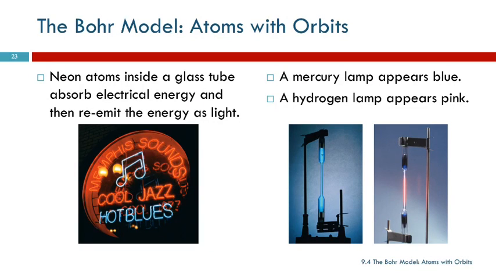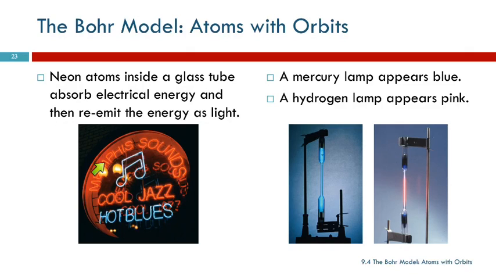Okay, Bohr model. So here we have a picture of a neon sign. This orange light that's produced here is actually from the element neon. It's a gas at room temperature. They put it in these glass tubes and they zap it with electrical energy, and it gives off this bright orange glow.